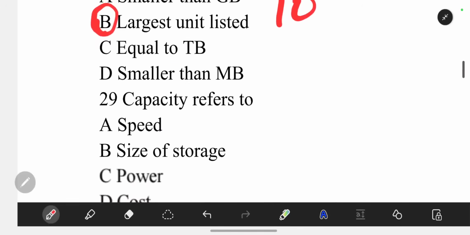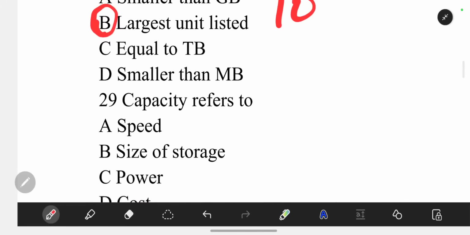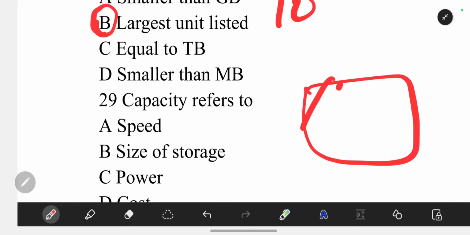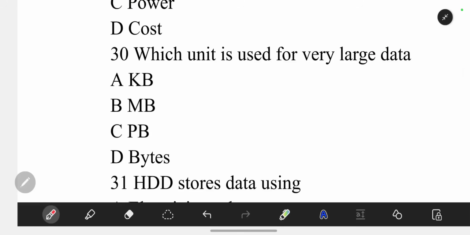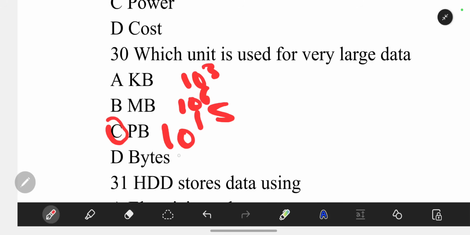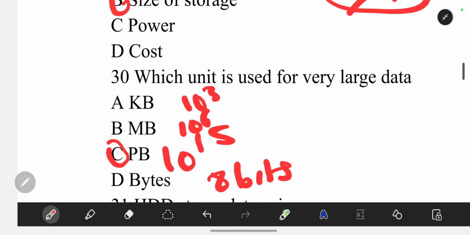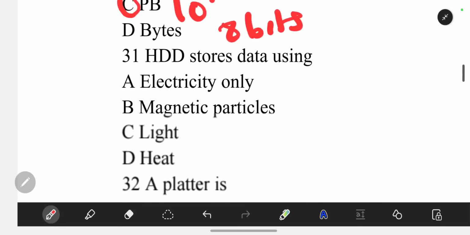Then when we look at our 29, capacity has to do with the space that you can accommodate. So capacity has to do with the size of storage. For number 30, which unit is used for very large data? For very large data, we are going to have petabytes. Remember, it's 10 to the power 15. Kilo is 10 to the power 3, mega is 10 to the power 6, and a byte is just 8 bits. So for very large data, we are going to use peta.